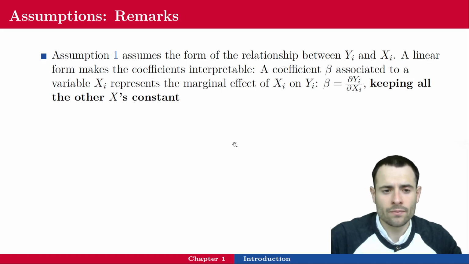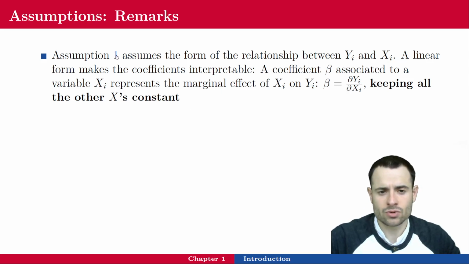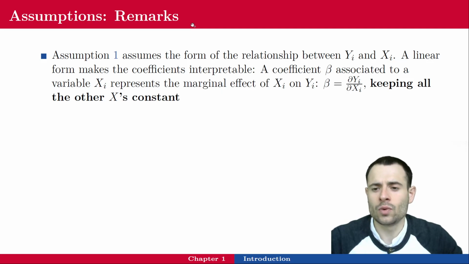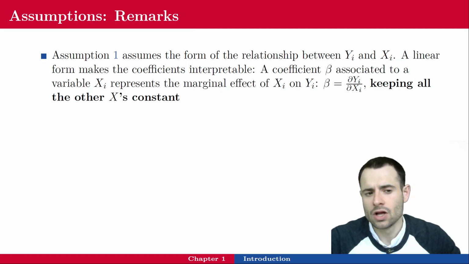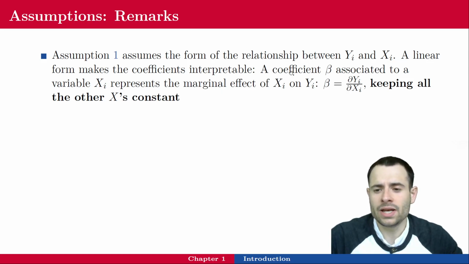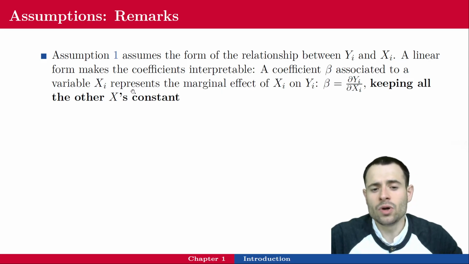So assumption 1, you can click on 1 here, gets you to the assumption, assumes the form of the relationship between y and x. A linear form makes the coefficients easily interpretable. Think about a coefficient beta associated to a variable xi. It represents the marginal effect of xi on yi. Remember, in economics, every time we talk about marginal, we are talking about a derivative.